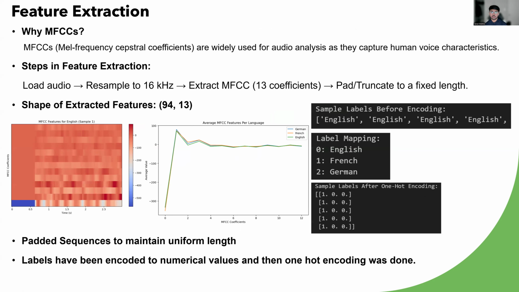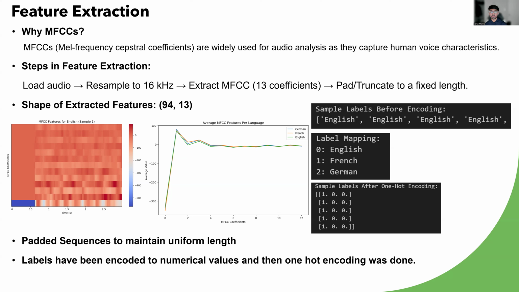Now, after completing the cleaning of the TSV files, we move on to feature extraction, where we use the TSV files to locate the clip and extract features from it. I used MFCCs here, which is mel frequency cepstral coefficients, for extracting features. I have used this because it is widely used for audio analysis as it captures human voice characteristics. The main steps are: I first load the data, then it is resampled to 16 kilohertz, then MFCCs are extracted, and then I have padded the sequences to maintain uniform length across all of them.